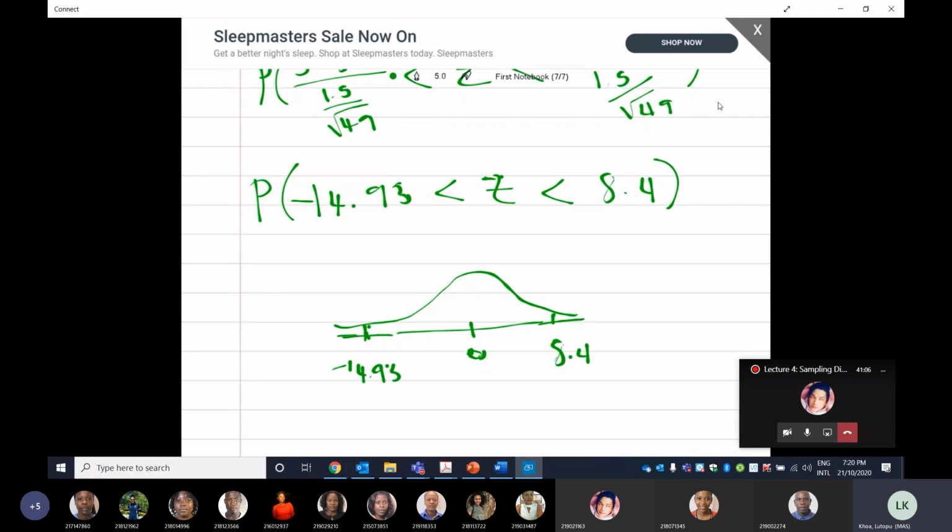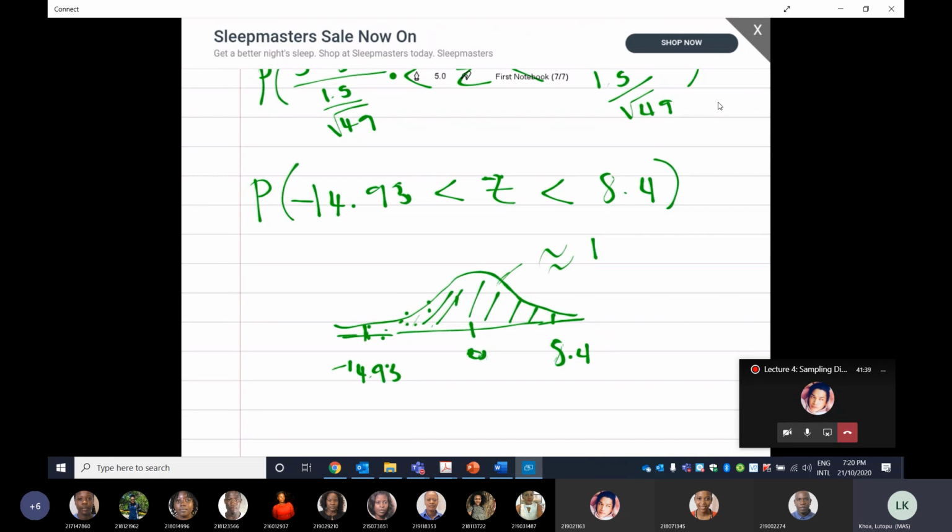Okay. Now this one here, just by thinking about it, because our table can read only up to negative 3.4, we are going way beyond negative 3.4. We are going to negative 14.93 and 8.4. You can just by looking at it say that this area over here is almost equal to 1.